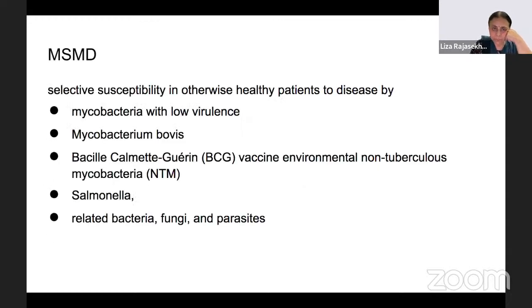So in these patients, who are otherwise absolutely healthy, there will be selective susceptibility to mycobacteria of low virulence, like that which is seen in the BCG vaccine strain, or the environmental non-tuberculous mycobacteria, and others like salmonella, fungi, parasites, etc.